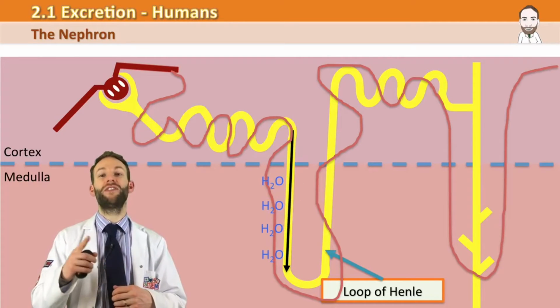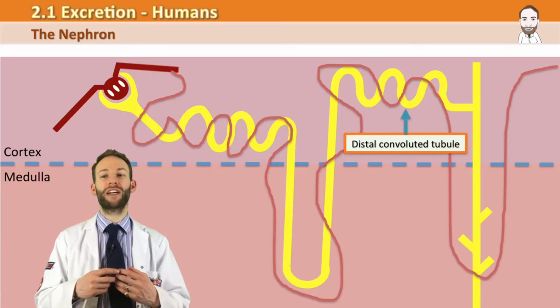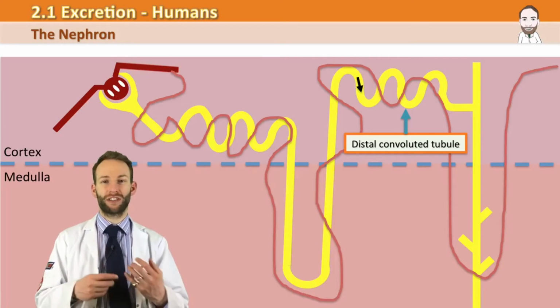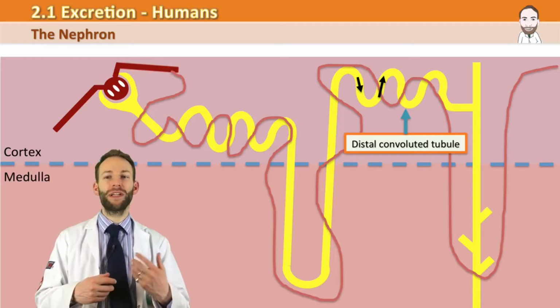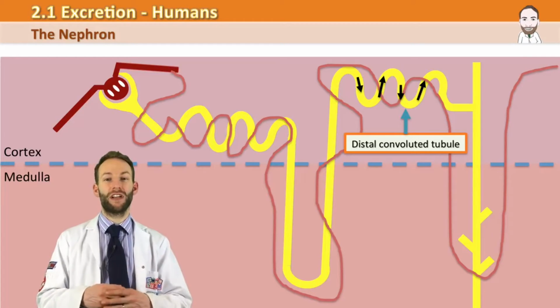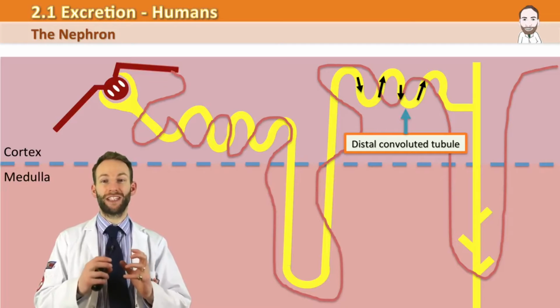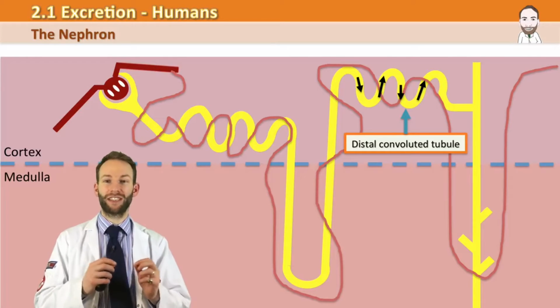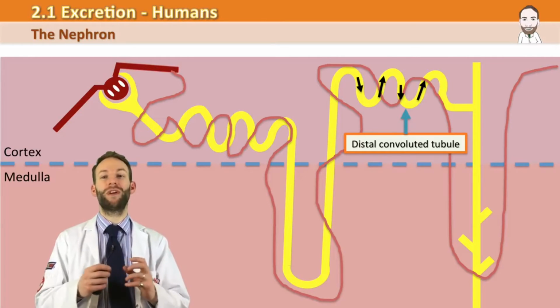The fluid then continues on its way. There's not much left in it now, there's some water left in it, some salt, some urea, but pretty much all the good molecules that we want have been reabsorbed by this point. The distal convoluted tubule is used for fine tuning and slight adjustments to reabsorption, what we need.